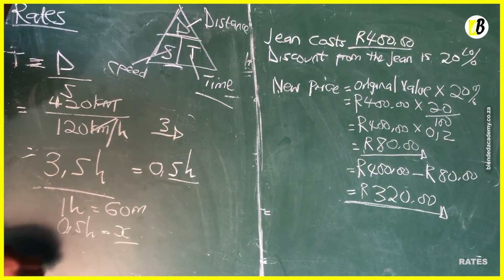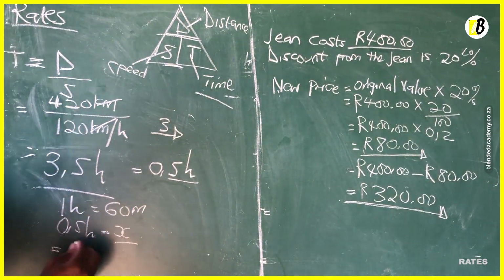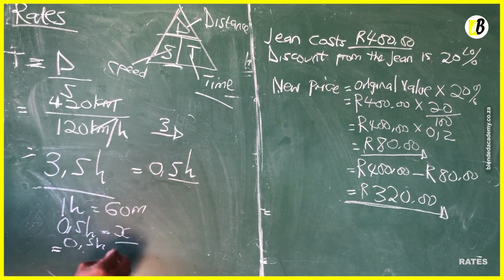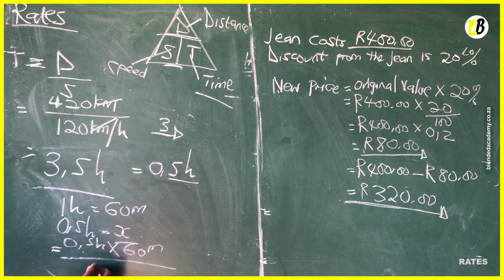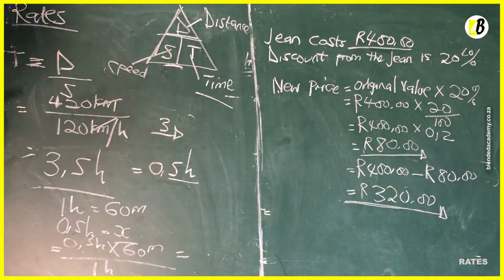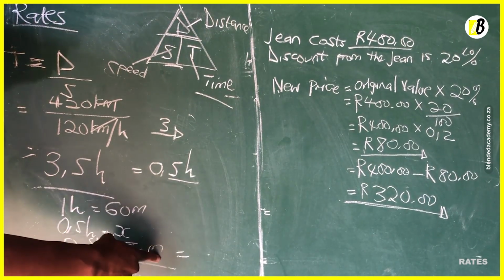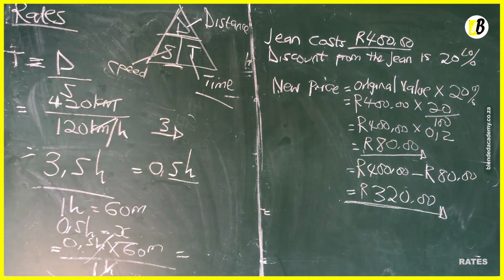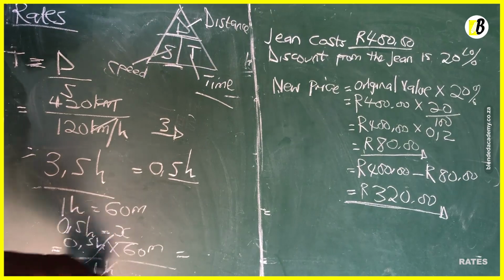I'm just going to give it an X there. So it's going to be 0,5 hours multiplied by 60 minutes, divided by 1 hour. Let's see if we can find that out, because we are looking for minutes. You remember that the hours are going to cancel each other, and we find minutes. Let's work that out, using the rule of proportions. Our final answer is going to be in minutes.